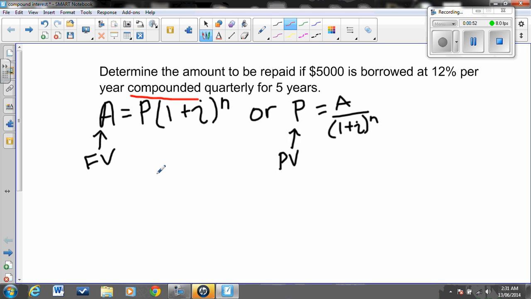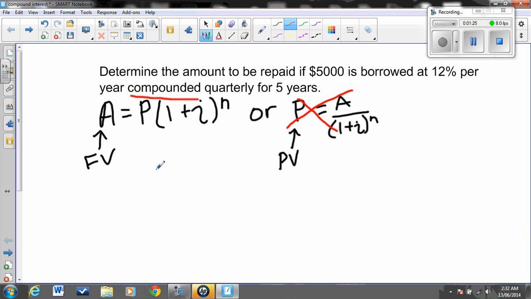Our next decision is to decide, are we looking for the future value or the present value? In this question, it asks for the amount to be repaid, so that would be the amount in the future. So we are going to use A equals P times (1 plus i) to the n, and not the rearranged equation. So we'll cross the second equation out here, and we can get that equation just by rearranging. So we need to be able to do that for the exam as well.